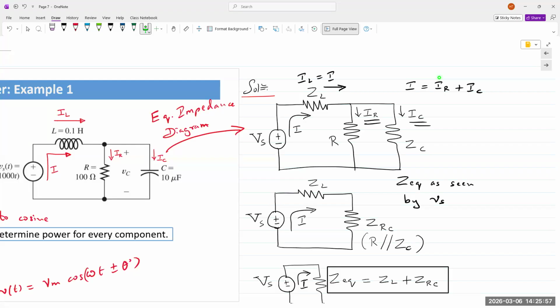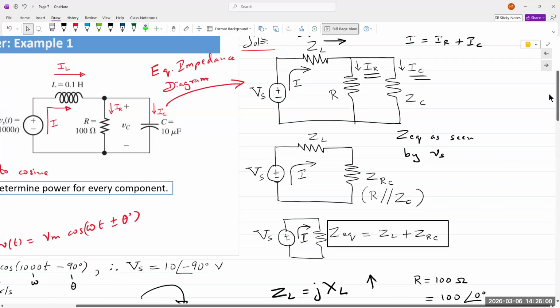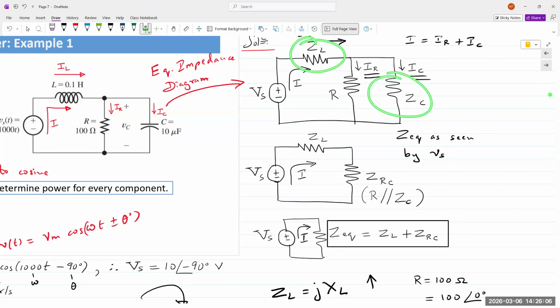Okay, let's do ZEQ. In the equivalent impedance diagram, ZL and ZC replace the inductor and capacitor. R and ZC are in parallel. Combine them to form ZRC. Right now, I'm not performing any calculations, I'm simply setting it up. So I form ZRC. Then ZEQ would simply be ZL plus ZRC.